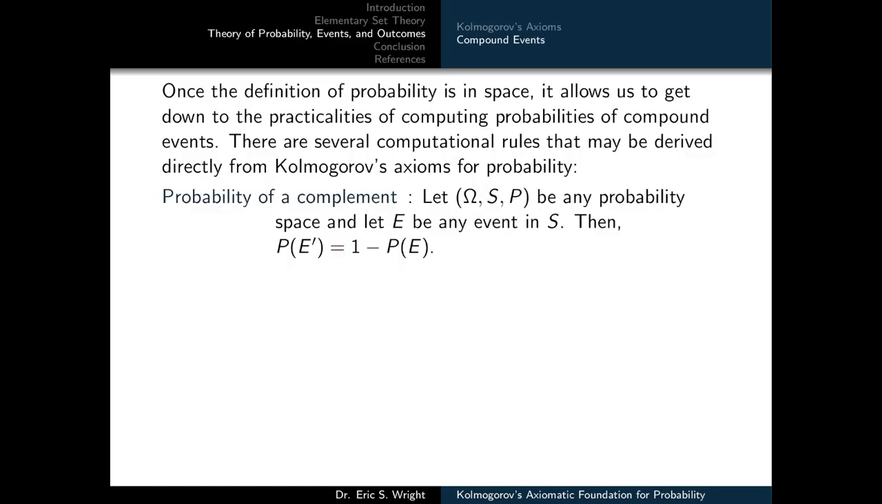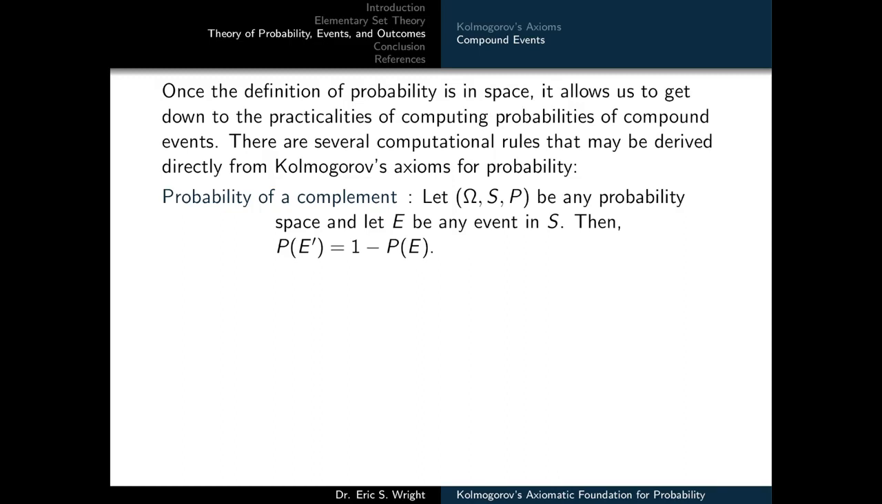However, the value of having Kolmogorov's axiomatic description of probability goes far beyond just confirming what we already suspected was true about probability in the first place. It gives us a firm theoretical foundation for developing some computational rules that we can use to our advantage when we're dealing with computing probabilities of compound events.